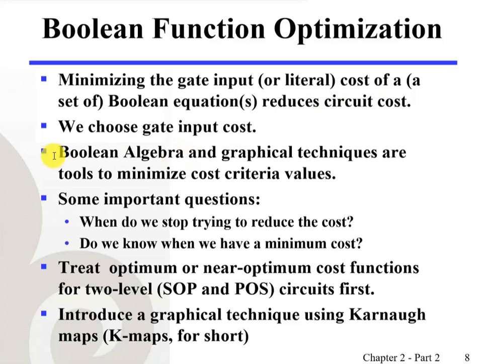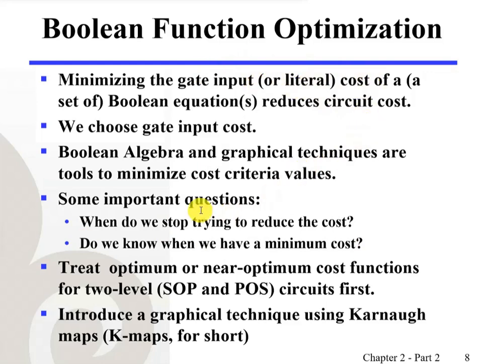As we know, any Boolean expression may be simplified by algebraic manipulation, as we have seen in the previous lecture. So eventually reducing the GN, G, and literal costs. There are, however, some questions. For instance, when do we stop trying to reduce the cost using Boolean algebra techniques? Do we know when we have the minimum cost in terms of literal or gate input costs?